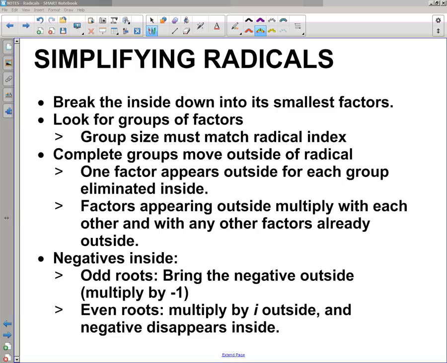Anything that you pull to the outside of a radical is going to multiply with everything else that's already out there, including other stuff that you brought to the outside and any other factors that were on the outside of the radical to begin with.